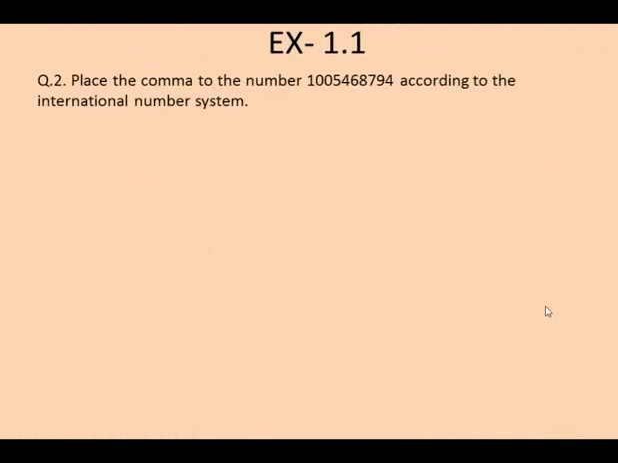Next we have question number 2. Place the commas in the given number according to the international number system. So we have been given this large number here and we have to place the commas. First we need to place the commas, then we will write them in words.